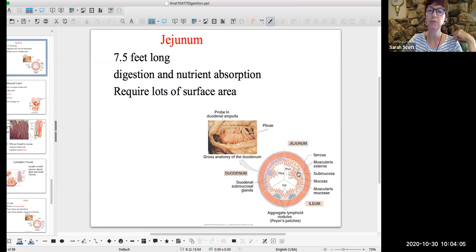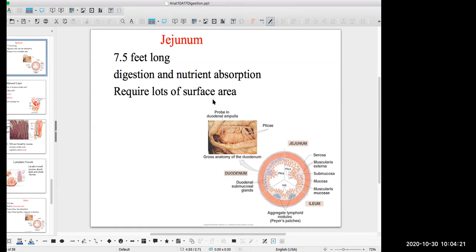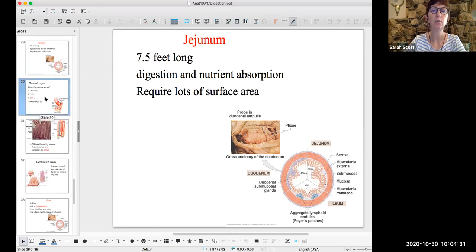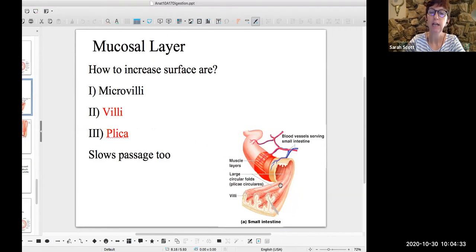The other thing these folds do, in addition to slowing down the food, is that they help to create more surface area. This physical property of surface area is really the emphasis of all of these different folds and extensions. The more surface area you have, the more area for nutrient absorption you have. Okay, so the plica are going right across in opposition to the flow of the food, like little speed bumps.